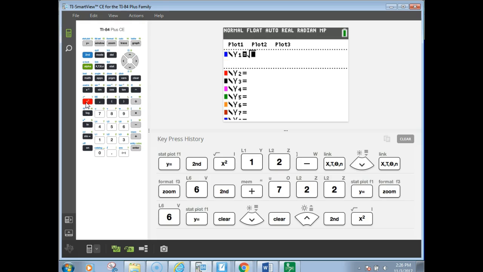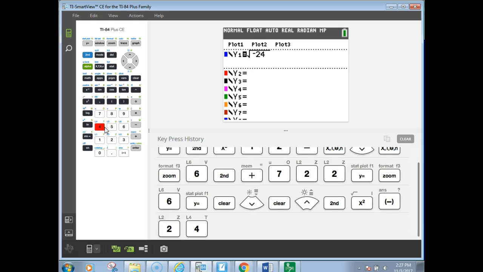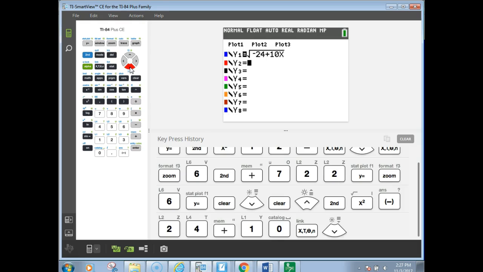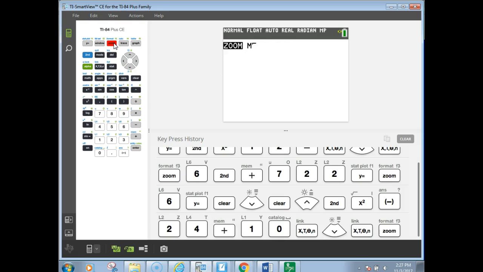Second, x squared minus 24. Plus 10x. Line 2, x. Zoom 6.